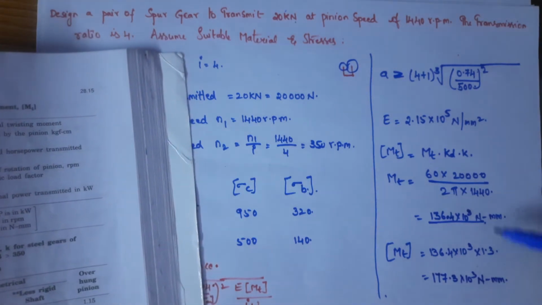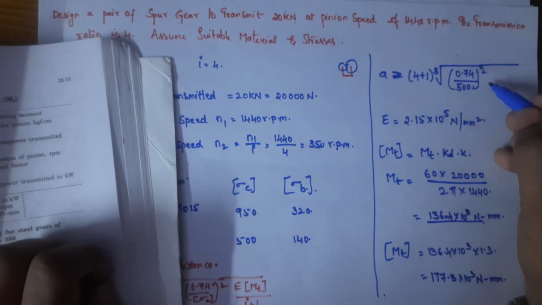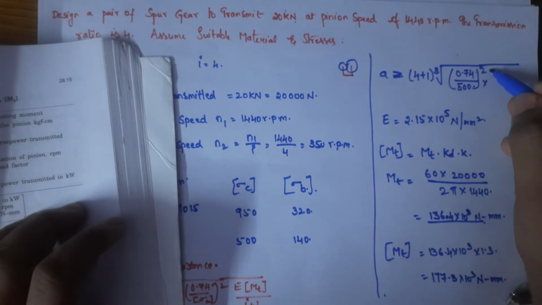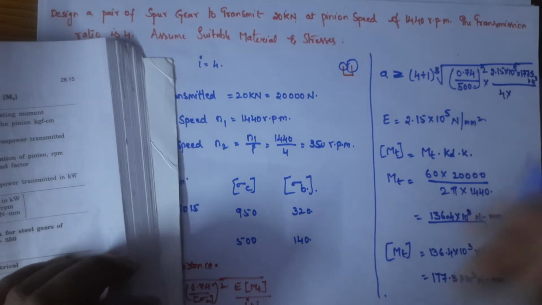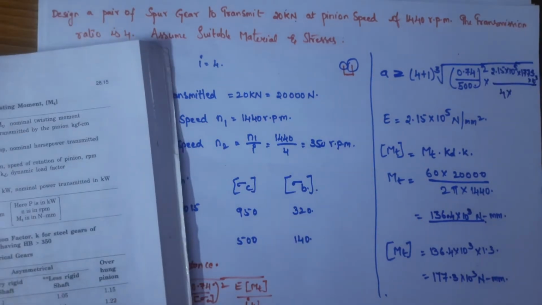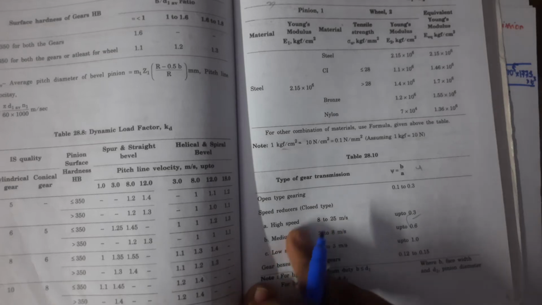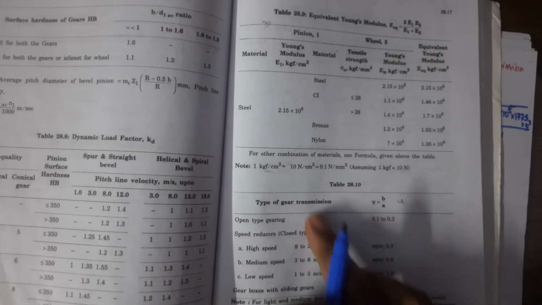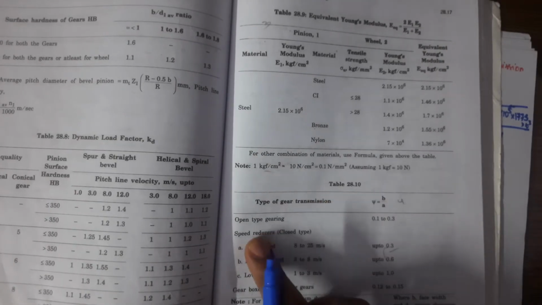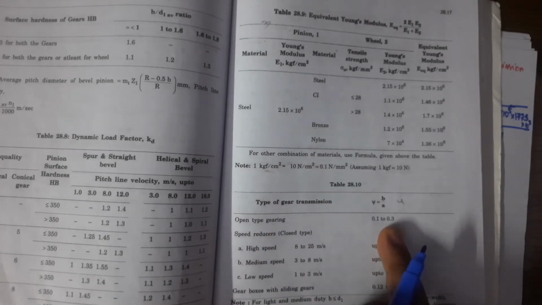After getting the value of Mt, you can substitute the values here: 2.15 into 10 to the power of 5 into 177.3 into 10 to the power of 3, divided by the value of 4 into psi value. So where can you find the psi value? You can find the psi value in page number 28.17, in table number 28.10. Okay, so open type 0.1 to 0.3.